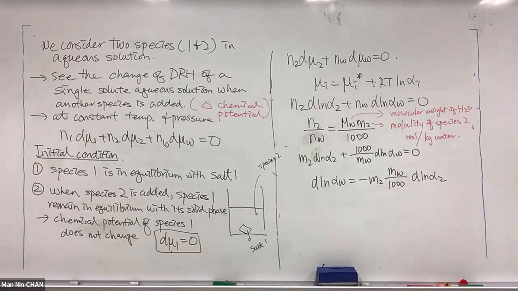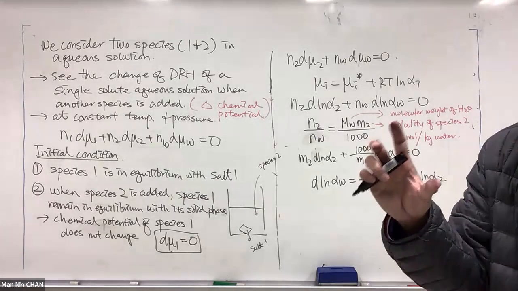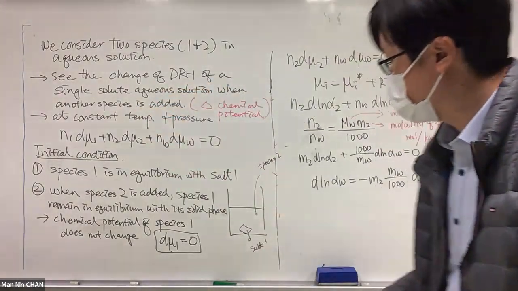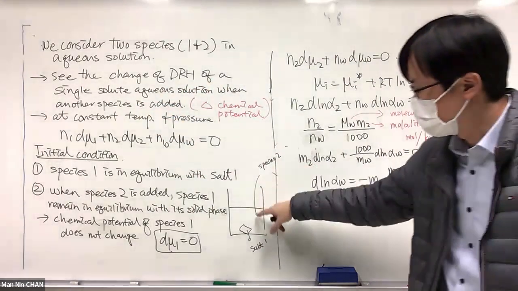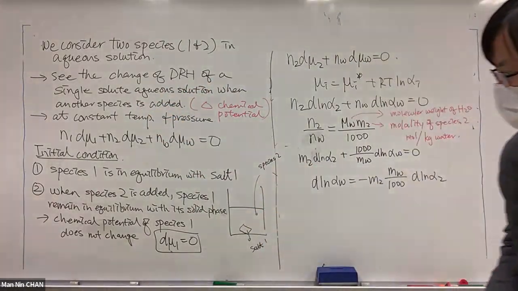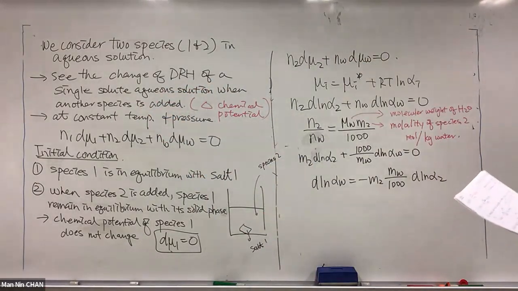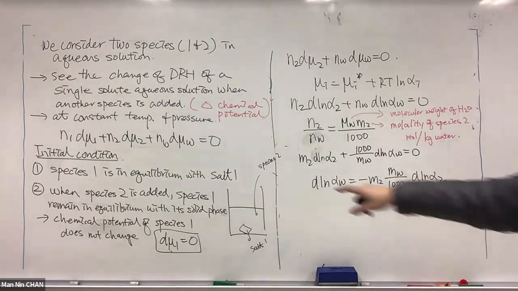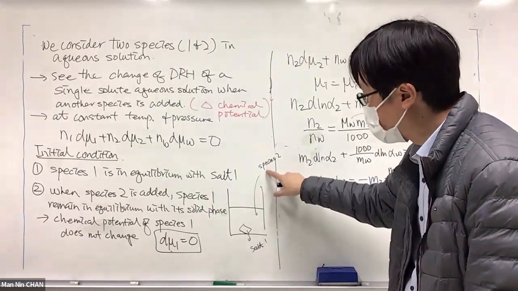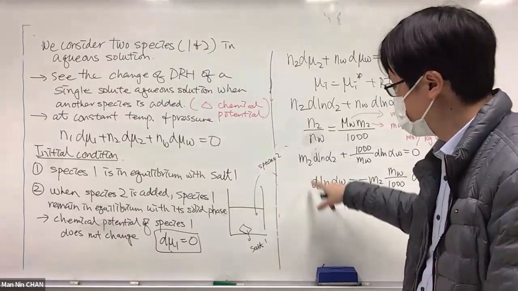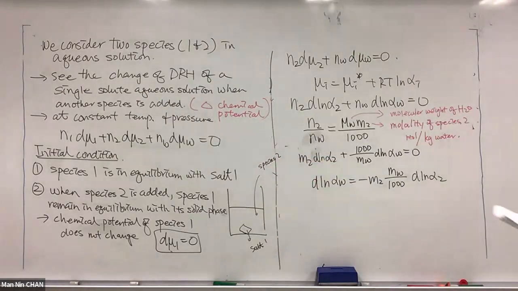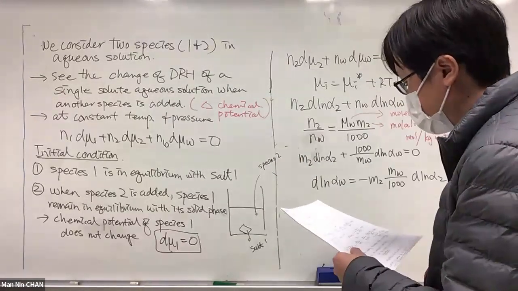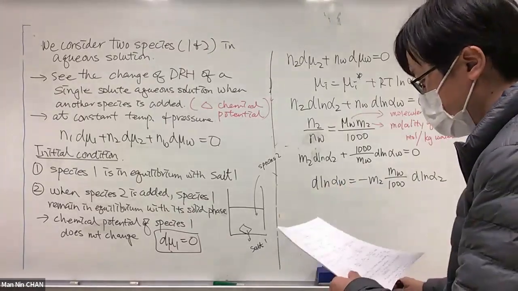Okay. So now one thing we want to know is how the DRH of my solution will change when I add my species 2 into my system. That means the water activity will change. So you can argue I can add a certain amount of my species 2, say from 0 at the beginning, I have no species 2, and then I add to a certain amount, say M2. Then in this case, I can take the integration and look at how the water activity changes.